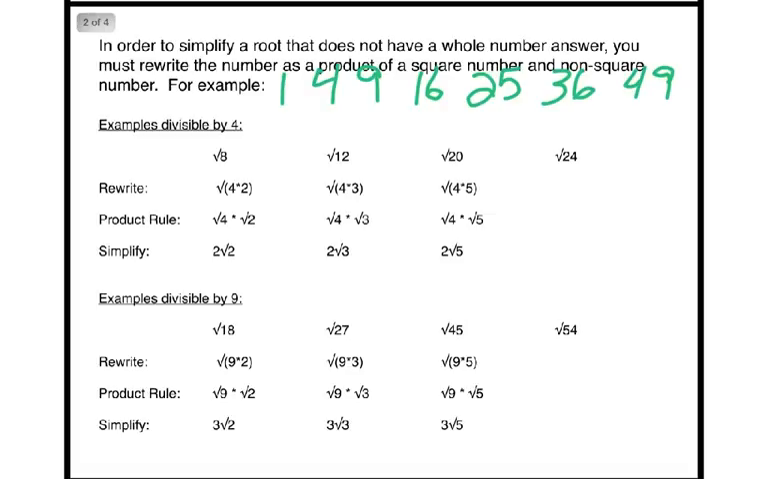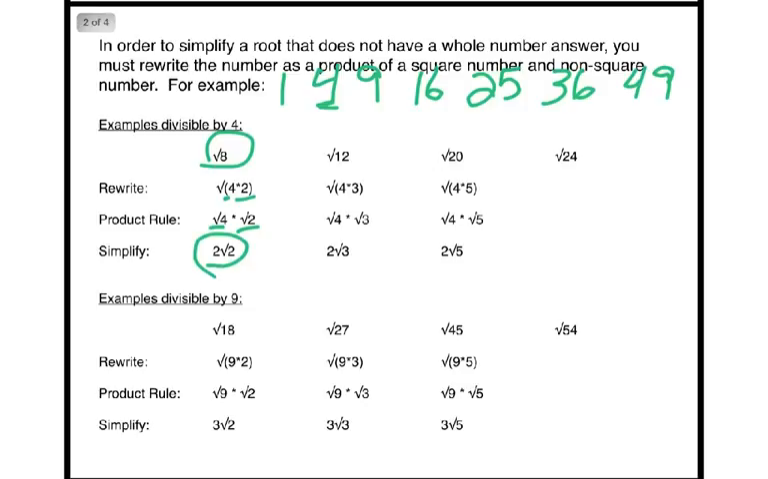So, let's simplify some roots. The square root of 8. I will rewrite that as 4 times 2, because 4 is a square number, and 2 is not a square number. Now I use the product rule to break apart the root into root 4 times root 2, and of course the square root of 4 is 2, so it simplifies to 2 root 2.